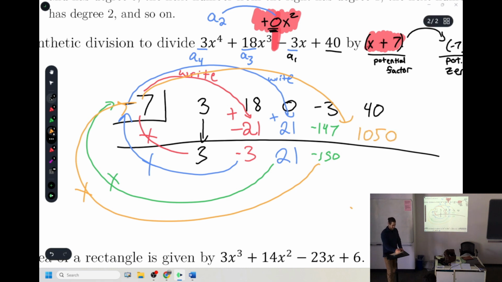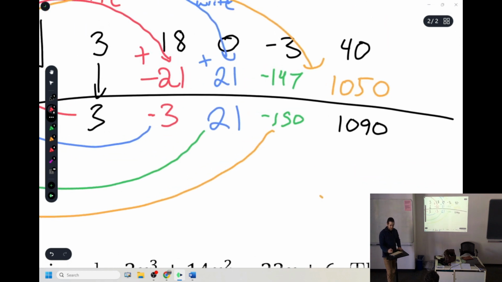Positive, because that's a negative. I've just written over it so many times. Hard to see. So 1090. And do you know what that last number is called, just like last time? Your remainder.